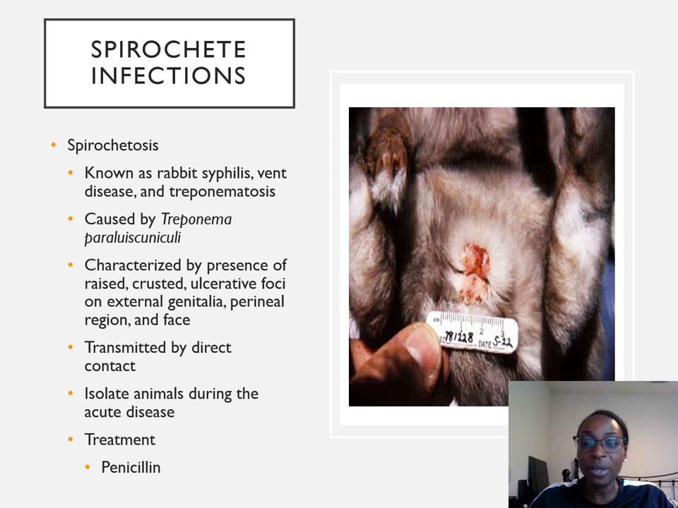Okay. Anytime we have animals that are actually showing clinical signs of syphilis, they have to be removed. They need to be isolated during that acute period. Okay. The best treatment is penicillin. So, penicillin is known to be the most effective, but we have to again use caution because we do not want to cause enterotoxemia. And again, this is a picture showing those lesions around the perianal region of the animal. Again, crusty ulcerative lesions.